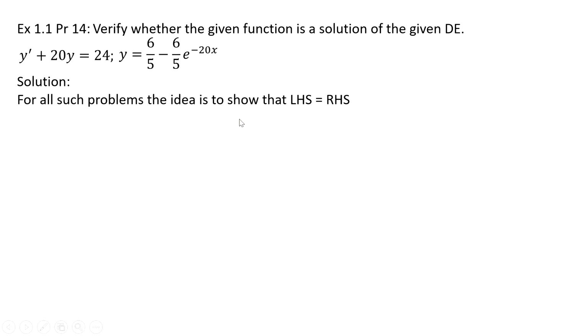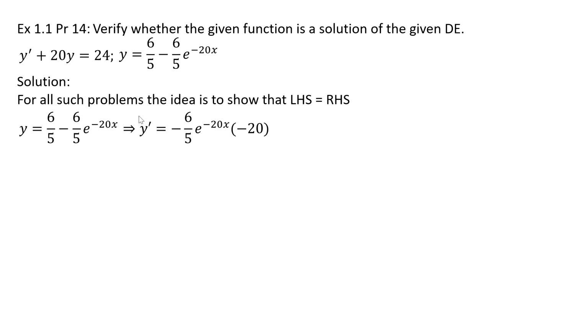So for all such problems, the idea is to show that the left-hand side equals the right-hand side. Y is equal to this, which means for y prime, let's differentiate. The first term, 6/5. What's the derivative of 6/5? 0, because the derivative of a constant is 0, minus, we need to take the derivative of 6/5 e to the negative 20x. So I see that minus here. A constant multiple can be yanked outside, so 6/5 times the derivative of e to the negative 20x.